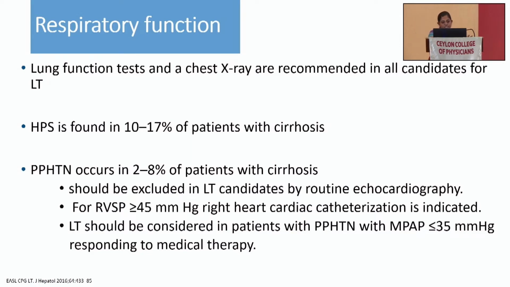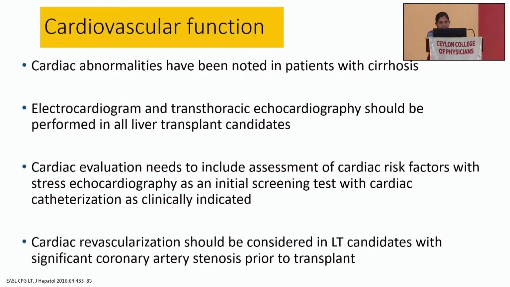Those patients are ideally treated with vasodilators. With vasodilator therapy, if the patient has a mean pulmonary arterial pressure of less than 35, then they can be considered as a candidate for liver transplantation. More than 35 is a contraindication.